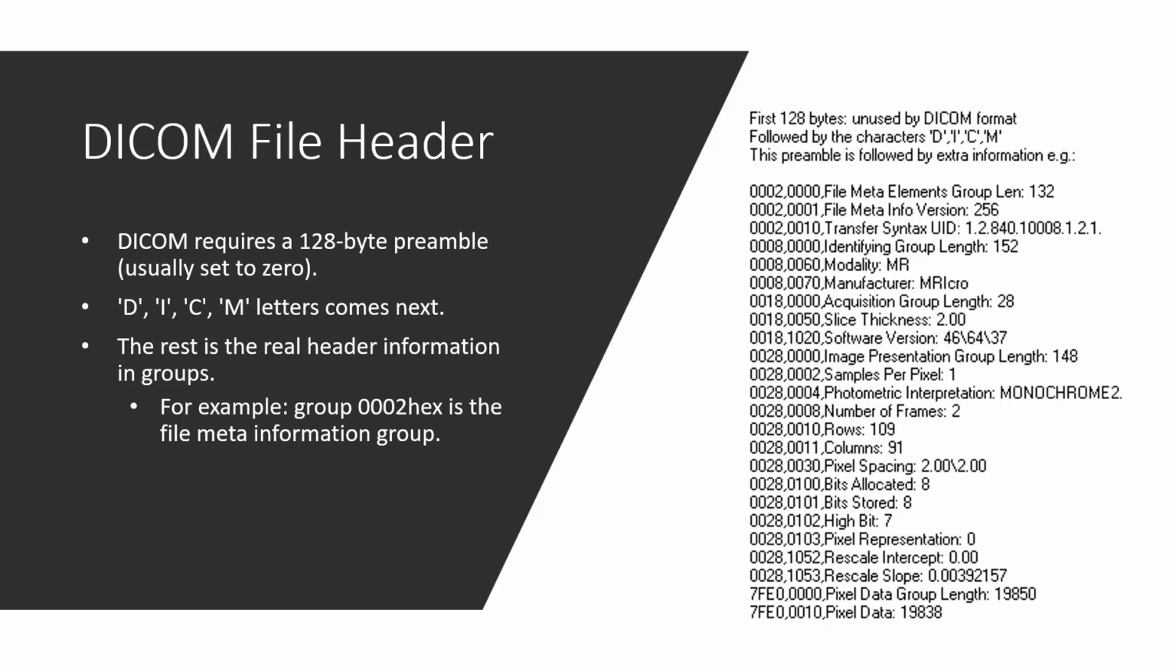Let's see what kind of data we can find in this file header. Well, first of all, we know that the modality is an MRI, and its manufacturer, the slice thickness, the software version, samples per pixel, number of frames, number of rows, number of columns in the matrix, bits allocated and bits stored, and what is the highest bit number used in that matrix. So in the header, as you can see, there's a lot of information.